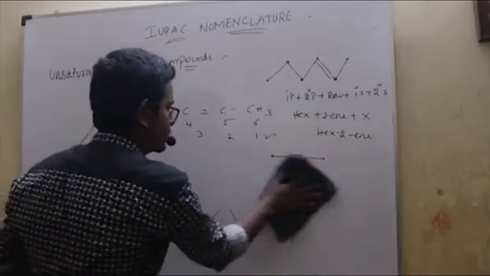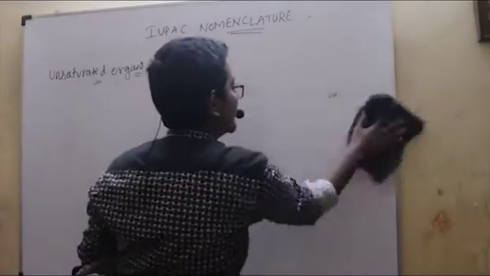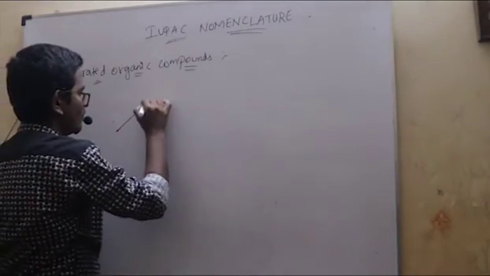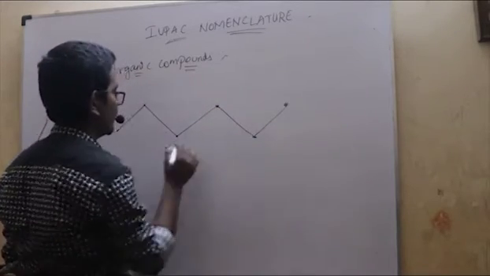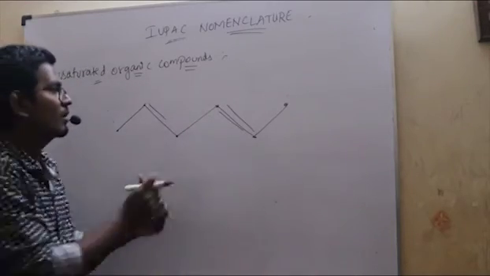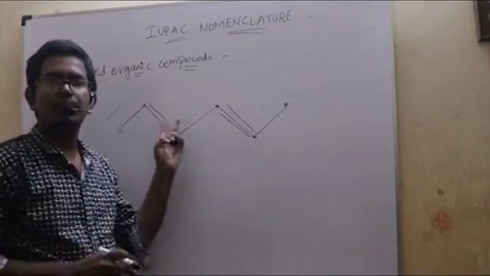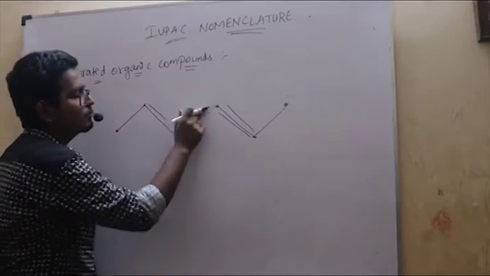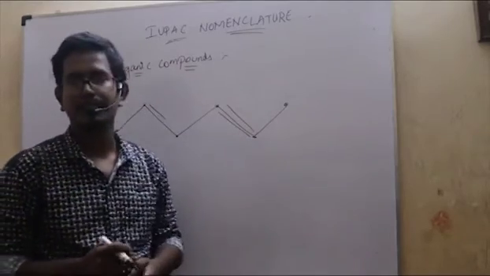So I am just now going to give you a bond-line formula. Through a bond-line formula, we should be able to understand everything. You can see here, both the double bonds and triple bonds are present. How many carbon atoms are there? You can see here 1, 2, 3, 4, 5, 6. Each point is representing a carbon atom. Here, 6 carbon atoms are present, right?